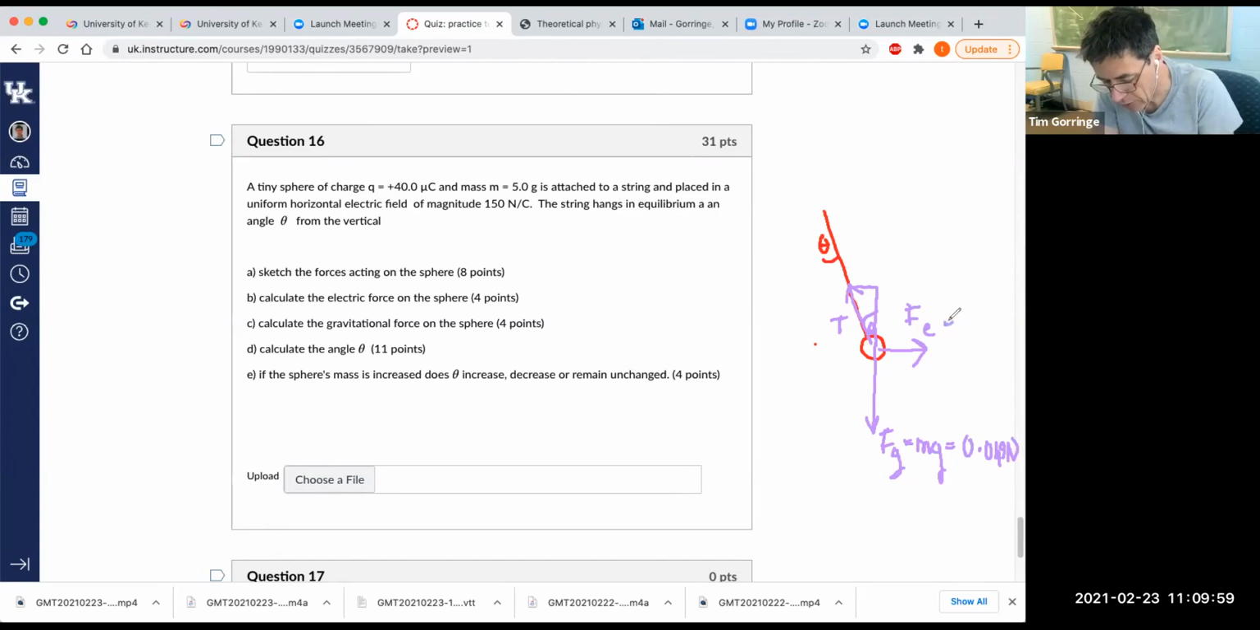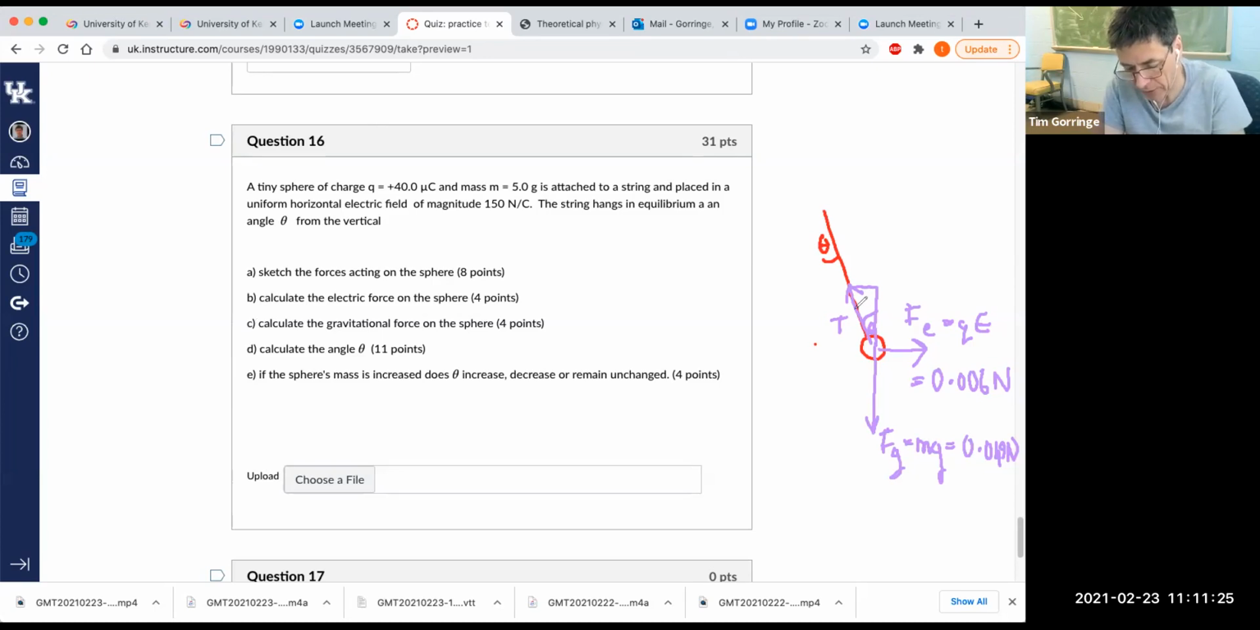Electrical force, well, that's just the charge times the electrical field. So the total charge of the sphere, we're told in the problem, is 40 microcoulombs. The electrical field is 150 newtons per coulomb. So multiplying those together, we get a force in newtons of 0.006 newtons. So those are the two forces. That's parts B and C.